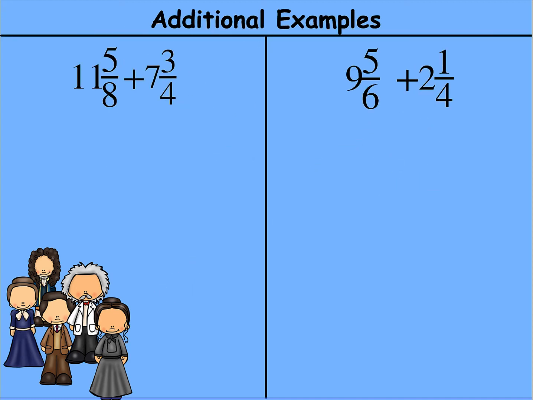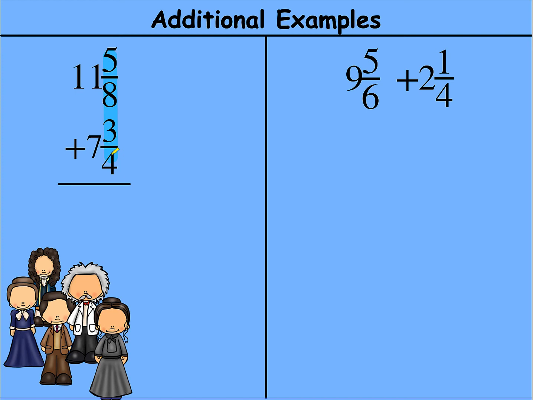Okay, let's do a couple extra examples. So here we have 11 and 5/8 and 7 and 3/4. I'm going to do this using the method of leaving my problem as mixed numbers rather than converting them to fractions. So first, I look only at the fractions and check: do they have a common denominator? And the answer is no.